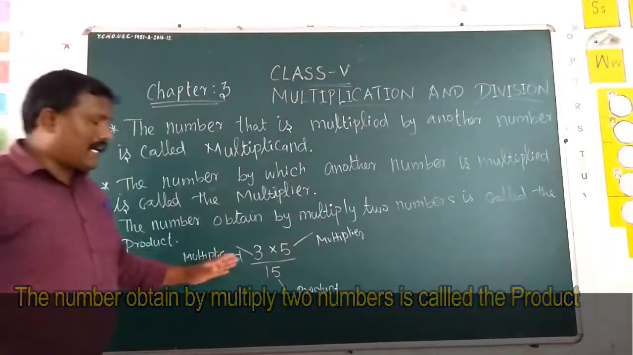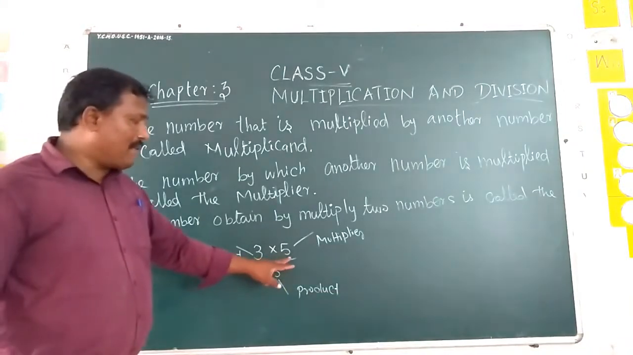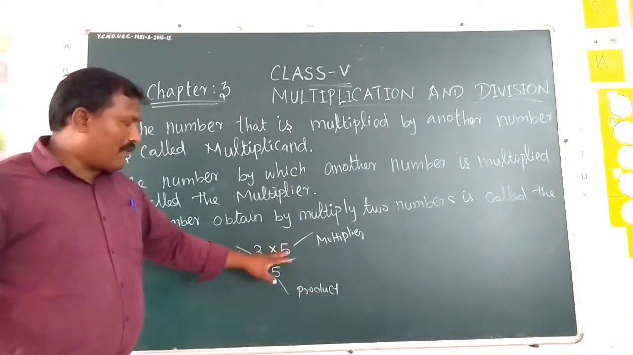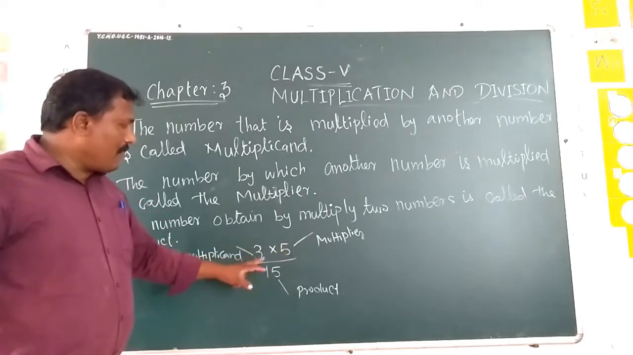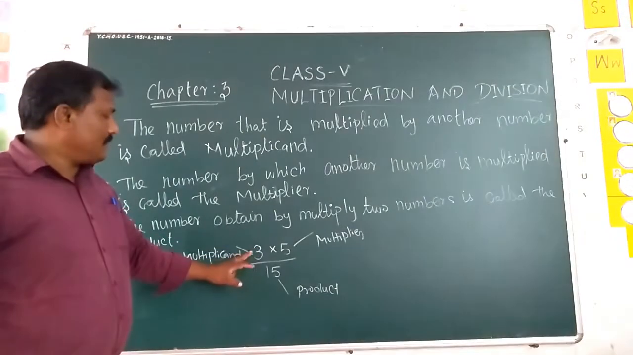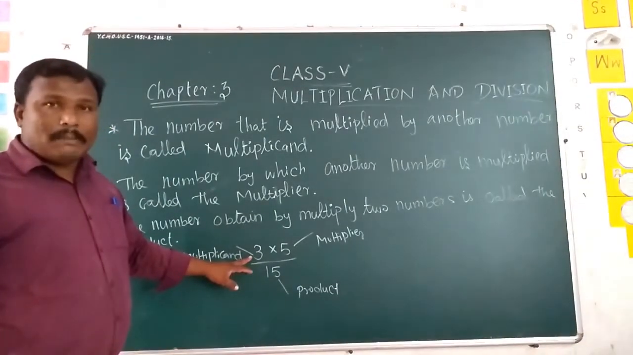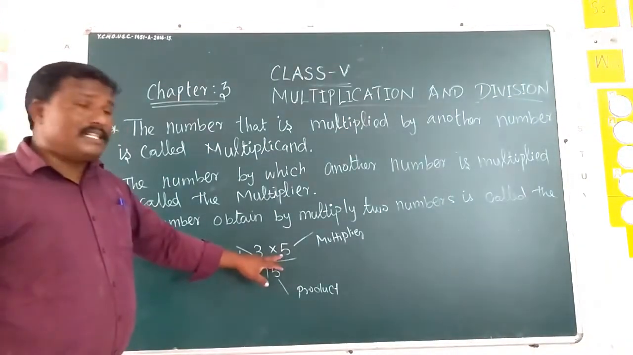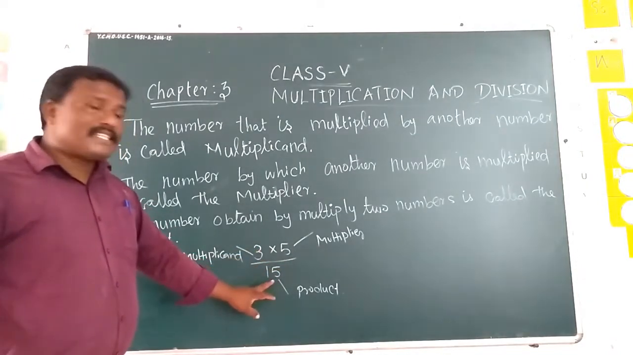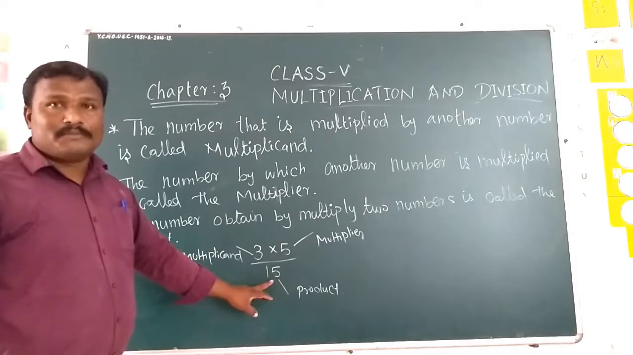Here I have taken an example, 3 multiplied by 5. So I am going to multiply this 3 by 5. So 3 is the multiplicand and 5 is the multiplier. If you multiply both numbers, you will get an answer that is called the product.